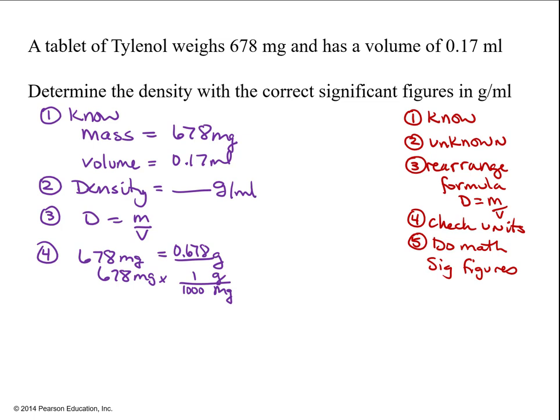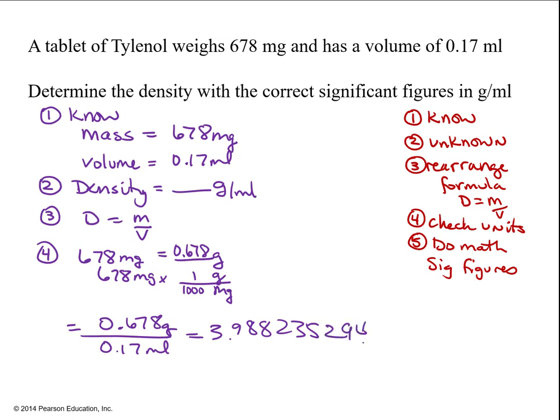So now my units are right because I want grams divided by mil. Volume is already in milliliters, so I'm good with that. So 0.678 grams divided by 0.17 milliliters comes out as 3.988235294. And that's grams per mil.